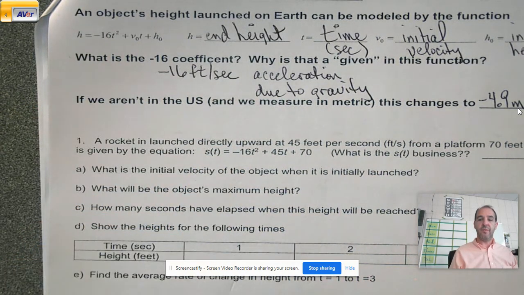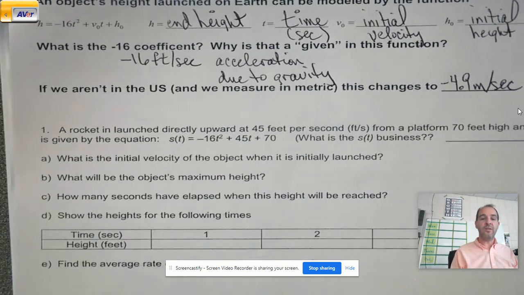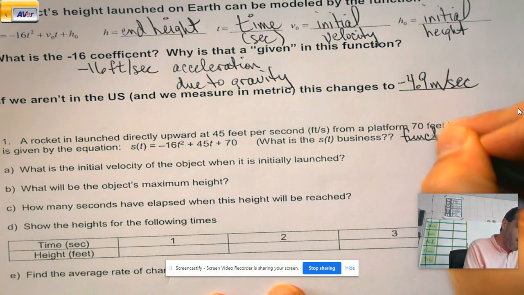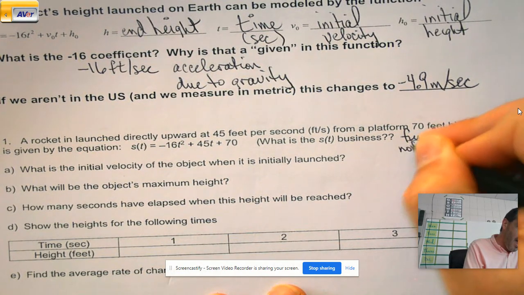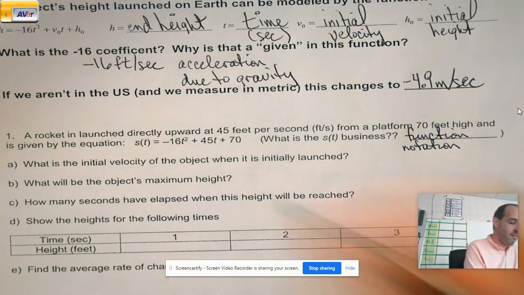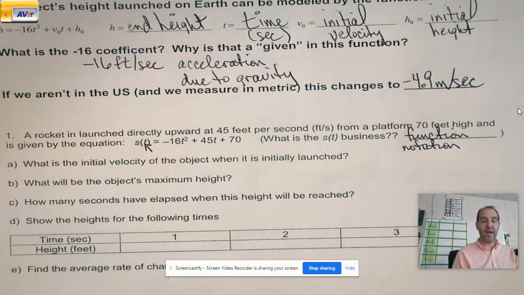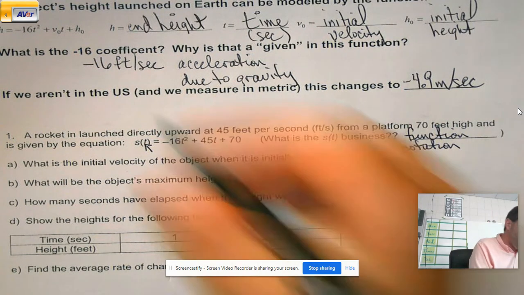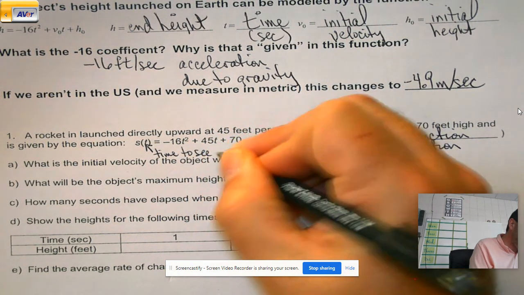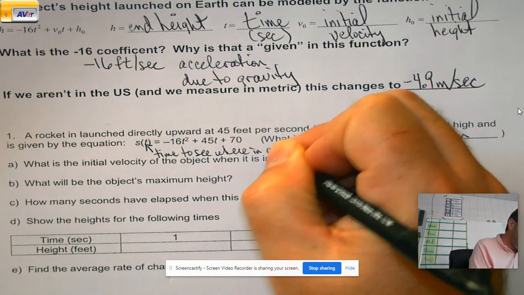What's the deal? Okay, it's still going to be that ending height. But we're speaking in a functional, okay? This is function notation. And all that means is whatever number is in the parentheses here. Okay, this t value is our time to see where in the air our object is.